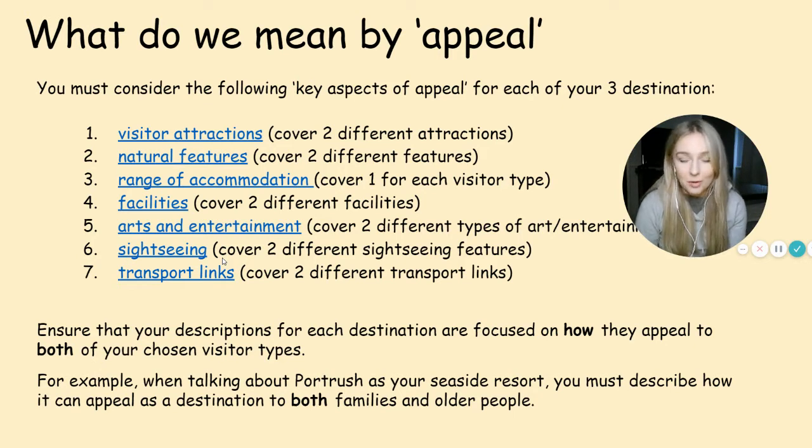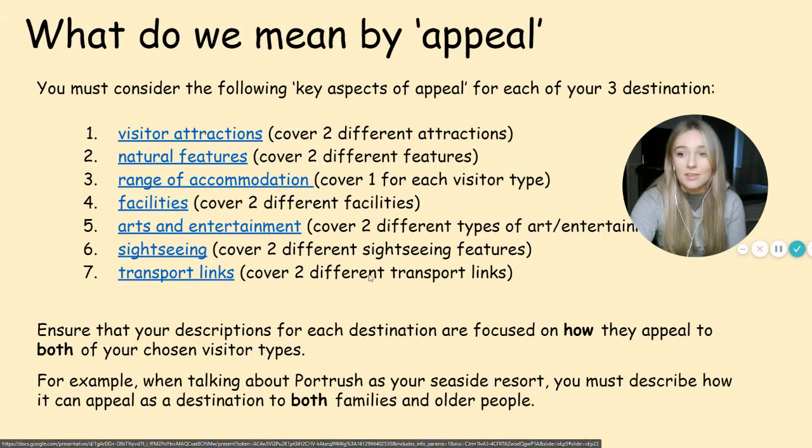Some of them are a bit more straightforward than others, and I will also give you an example piece of work for each one. So for visitor attractions, which is the first one, you have to cover 2 different attractions within each location. So if you do Belfast, you pick 2 attractions. If you're doing your Portrush one next, 2 different attractions. And then Fermanagh, 2 different attractions. And it's the same for each one of them. So 2 different natural features for each location. Accommodation, 1 for each type of visitor for each location. 2 different kinds of facilities within each of your locations, etc., etc.